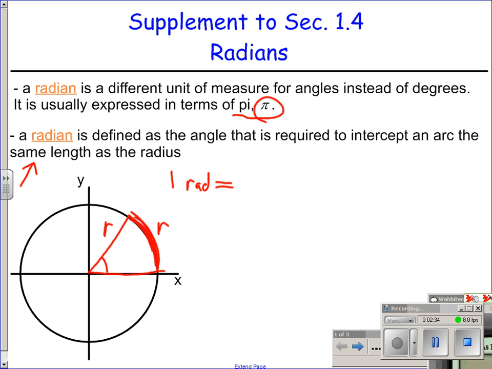So no matter how big the circle is or how small the circle is, the angle that intercepts an arc that has a length the same as the length of the radius is 1 radian. Now, that's just what it's defined as. You don't really need to know that, but that's where it's coming from.